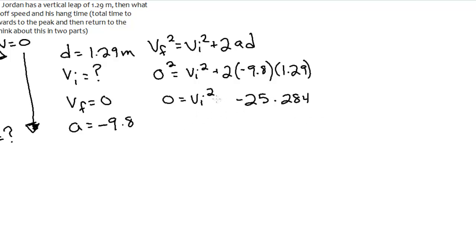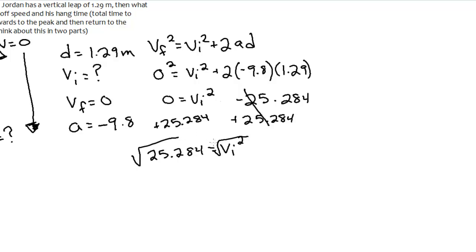So a couple things I can do. I can bring the VI over to this side of the equation, or I can just bring this 25 over. So I think that's what I'm going to do. I'm going to add 25.284 to each side of my equation. So that way it cancels on this side, and I'm left with 25.284 is equal to VI squared. So from here I can take the square root of each side, and I'll get that his initial velocity is equal to 5.03. It's the velocity, so this is meters per second.